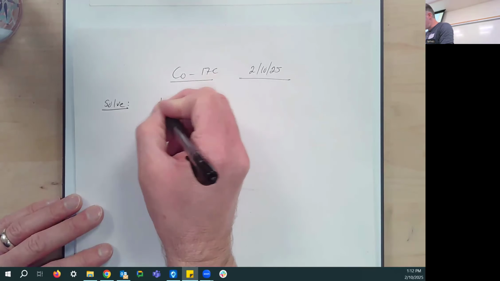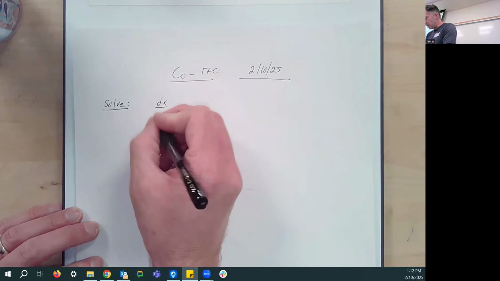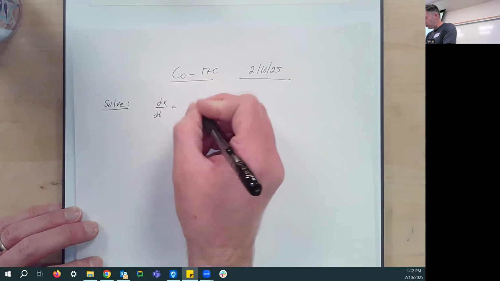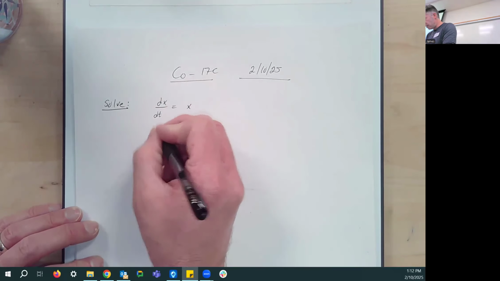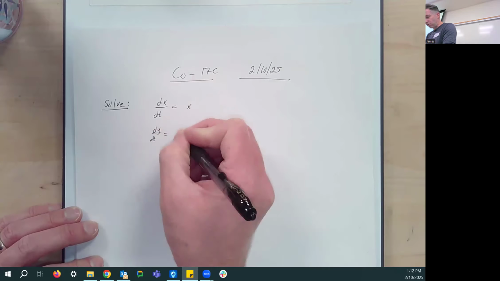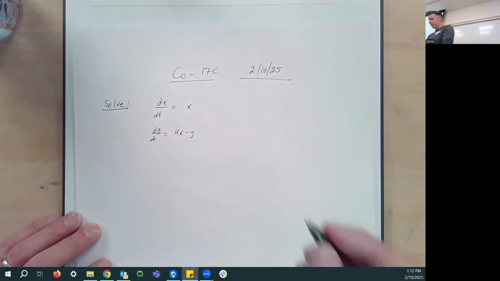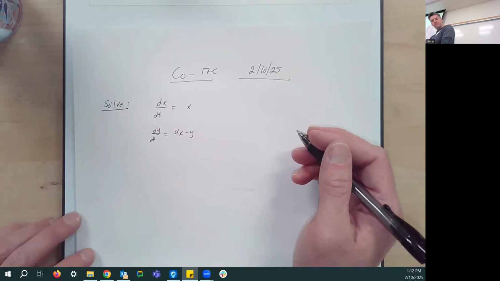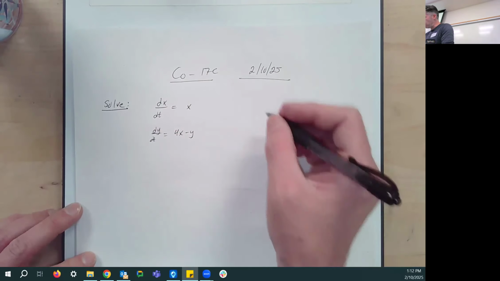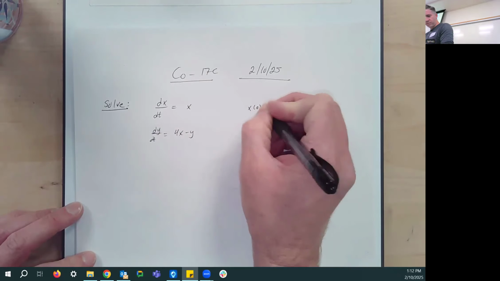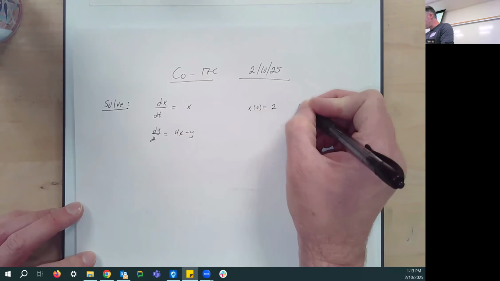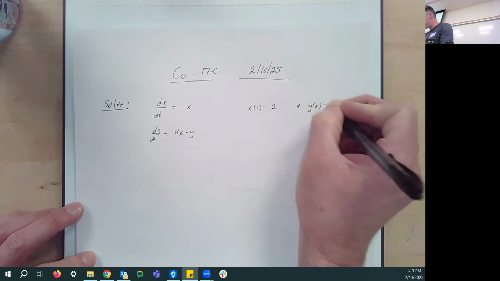So we have the system of differential equations: dx/dt is equal to x, dy/dt is equal to 4x minus y. And I'm going to give some initial conditions here: x(0) is equal to 2, and y(0) is equal to 10.